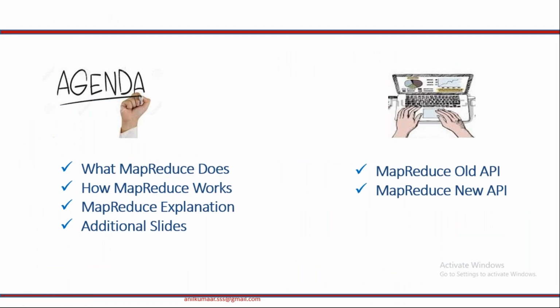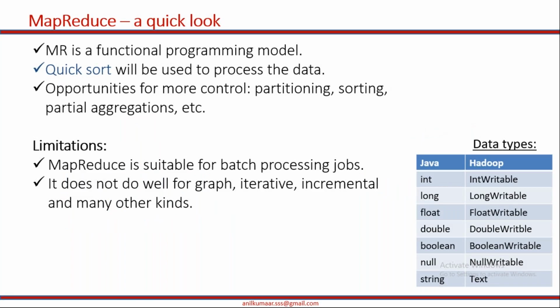So this is our agenda. Initially we identify what MapReduce is and how it works. We'll try to get some explanation for that, and I'll show you hands-on with the old API as well as the new API. Coming to this, MapReduce is a functional programming model, and internally we'll be using the quicksort algorithm whenever you want to process the data. Not only the MapReduce process, apart from that you can go with some partitioning and sorting, and whenever it's possible, partial aggregation you can also perform at the mapper level. So all these things can be performed here. That's fine.